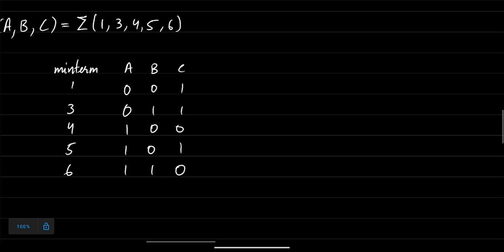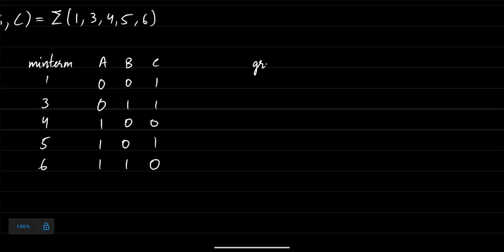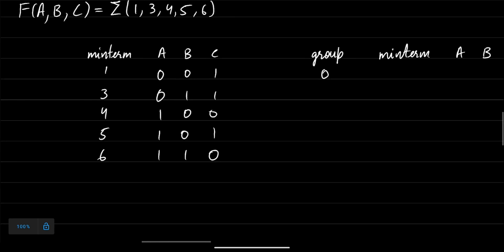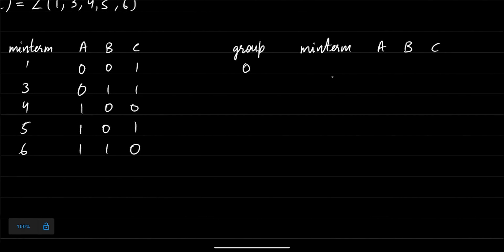Now we move on to our first step, which is grouping these minterms based on the number of ones. So group, minterm and A, B, C. Now for group 0, we are going to have minterms whose binary representation has 0 ones. So as we can see here, there are no such minterms with 0 ones. In fact, the only minterm that would be possible would be M0 with 0, 0, 0. And since we don't have that, we are going to leave this group blank.